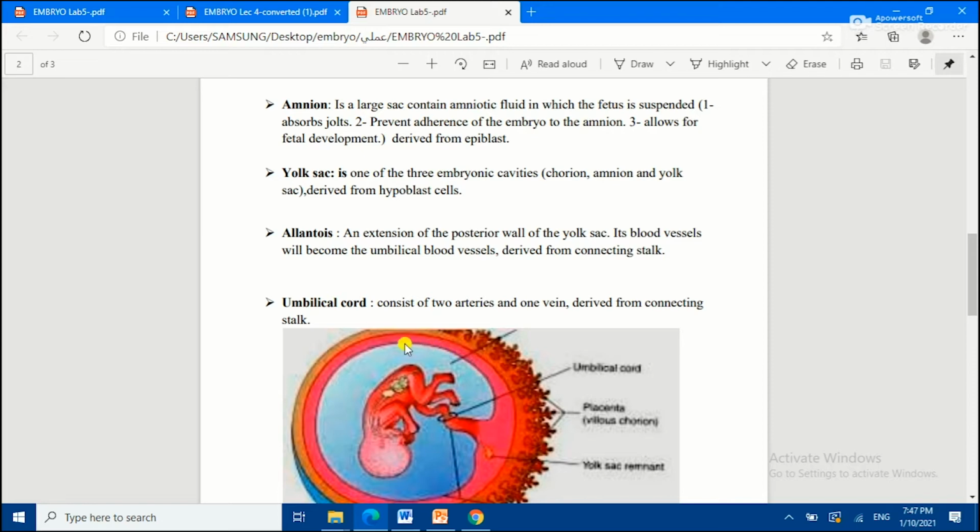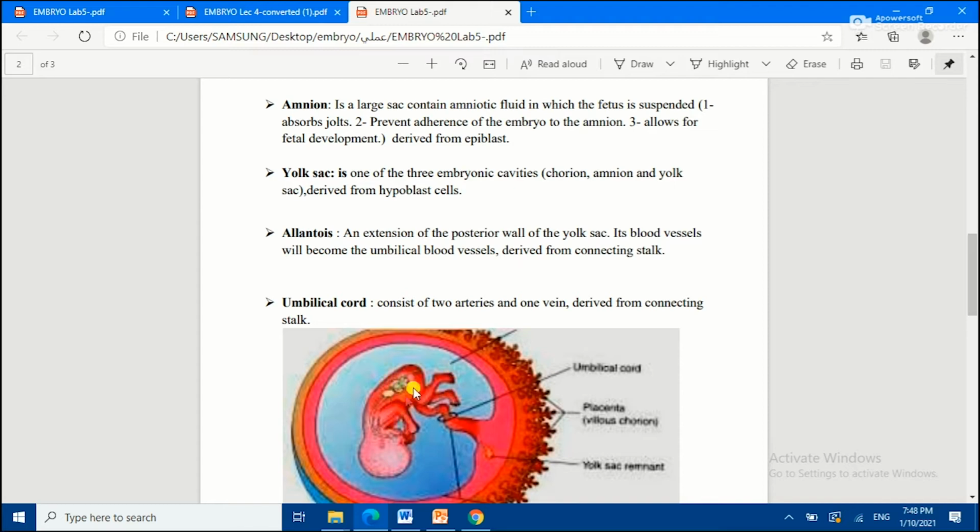So it absorbs jolts, and the second one is to prevent adherence of the embryo to the amnion. So the amnion, the layer, or let's say the cells that are surrounding the embryo, makes it floating, like swimming in this fluid. So it does not adhere to this wall. Okay, and the third one is that it allows fetal development.